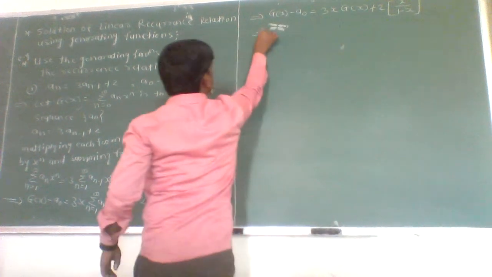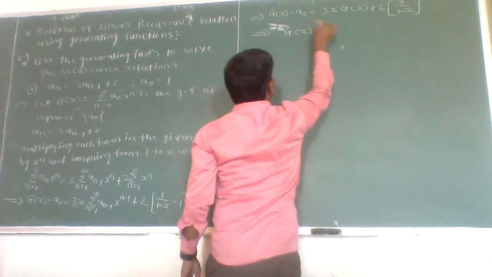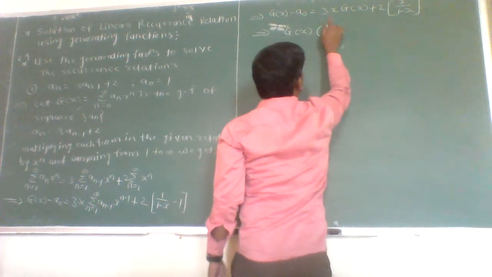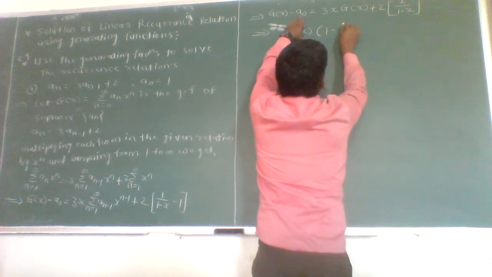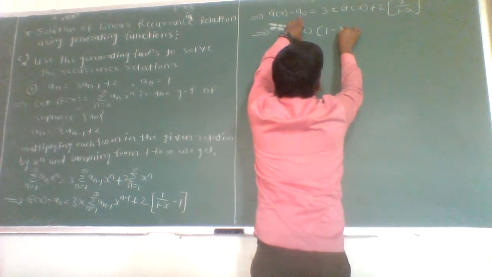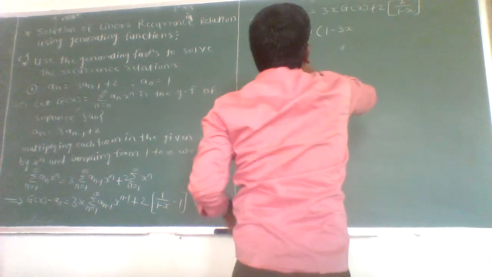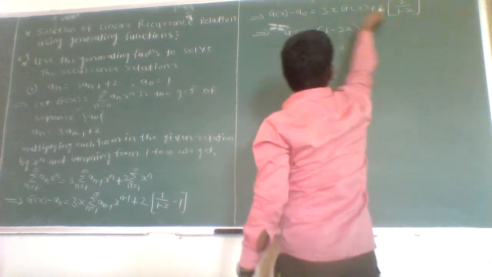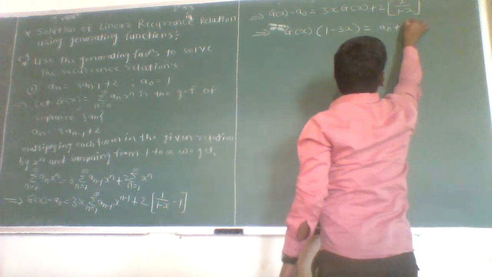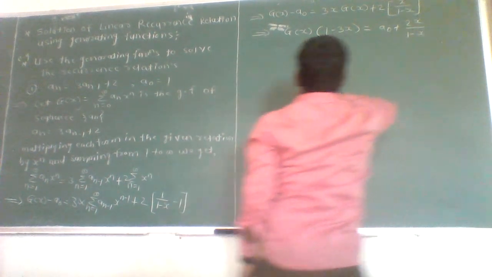Now take the g(x) term common, and we get g(x) into (1 minus 3x), which is equal to a_0 plus 2x upon 1 minus x.